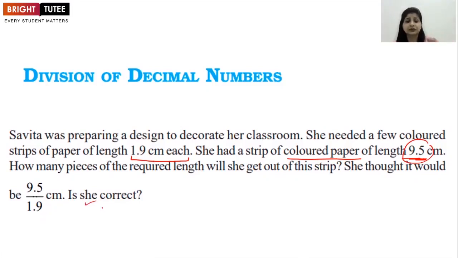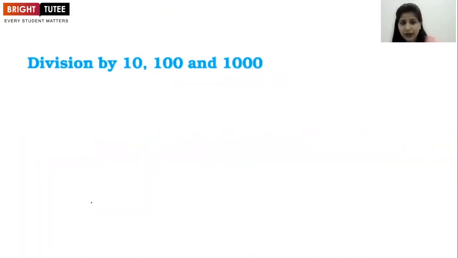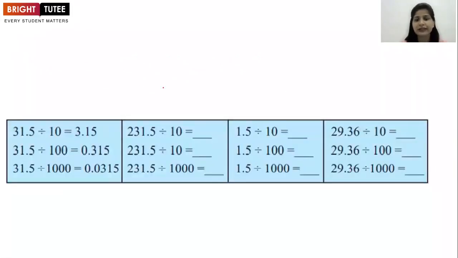Now how will you divide these two decimal numbers? For these scenarios, we need to learn how to divide decimal numbers. First of all, we will learn division by 10, 100 and 1000. Just look at this table. 31.5 divided by 10 is there. How do we solve it?